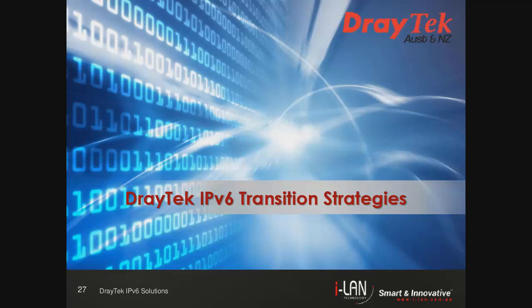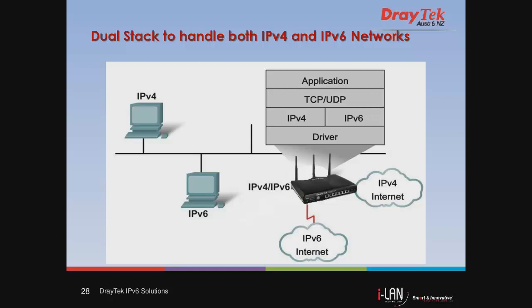Now we will look at IPv6 transition strategies. Dual stacking is an integration method in which a router has implementation and connectivity to both an IPv4 and IPv6 network. This is the recommended option and involves running IPv4 and IPv6 at the same time.